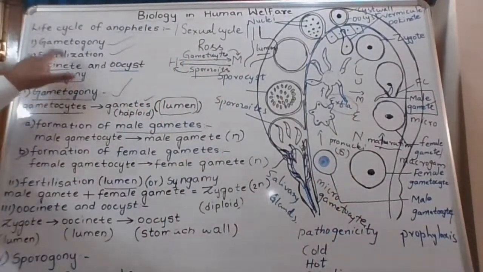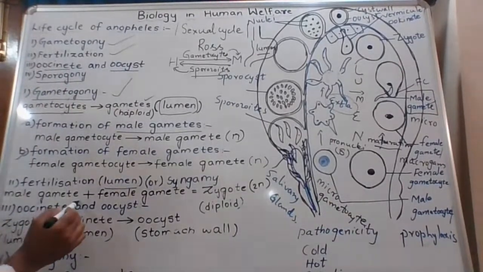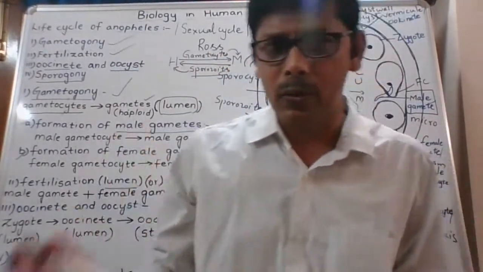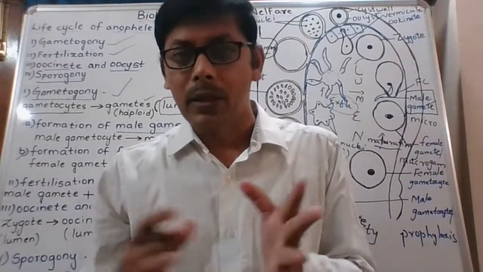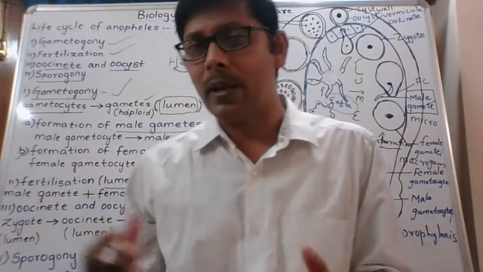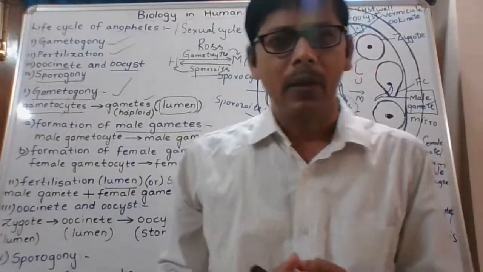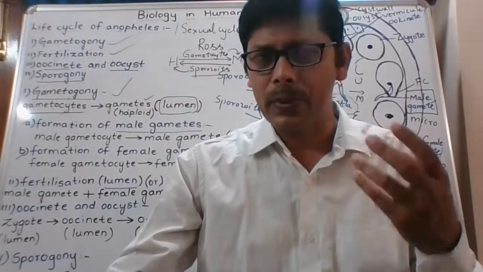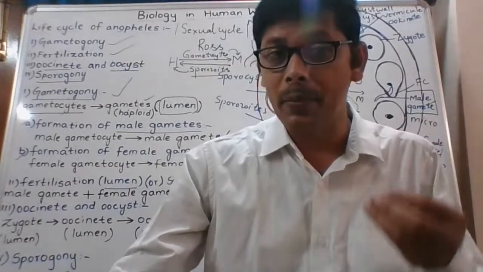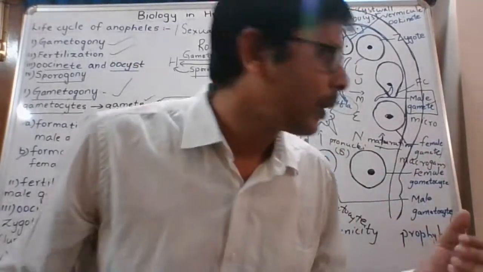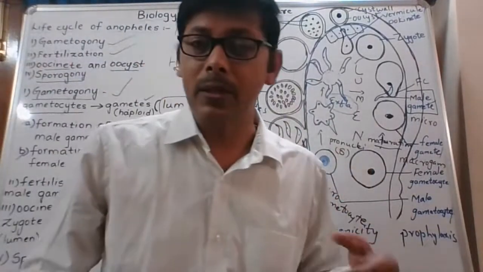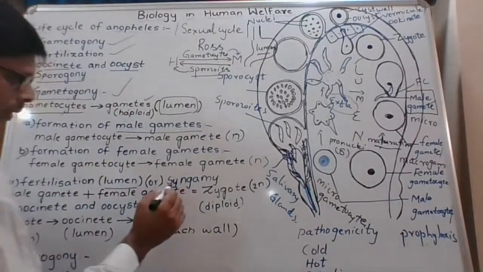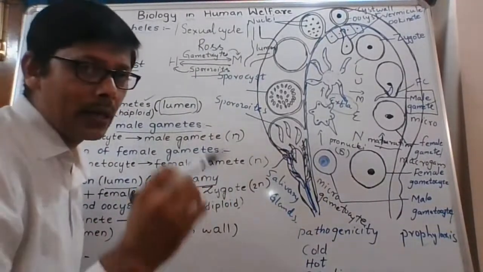Now the fertilization. Here, the male and female gametes fuse. You are familiar with that. What is meant by fertilization? Everyone knows it is the fusion of the male gamete and female gamete. Here the male gamete is motile and the female gamete is stationary, non-motile. In 10th class you learn fertilization, zygote, morula, blastula, and embryonic development. Fertilization is also called syngamy.